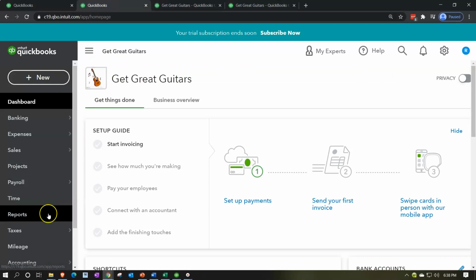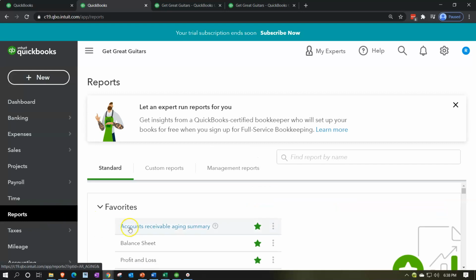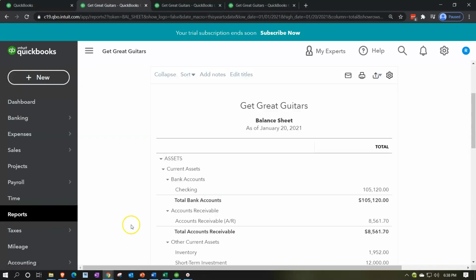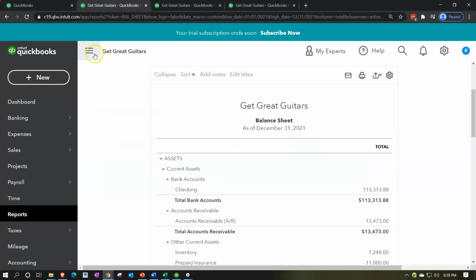Going to go down to the reports on the bottom left-hand side. Last one we're going to be opening up, as is our custom, that being the balance sheet, the best of them. Balance sheet report, that's our favorite, ending at range 12/31/21, running that report, closing up the hamburger.